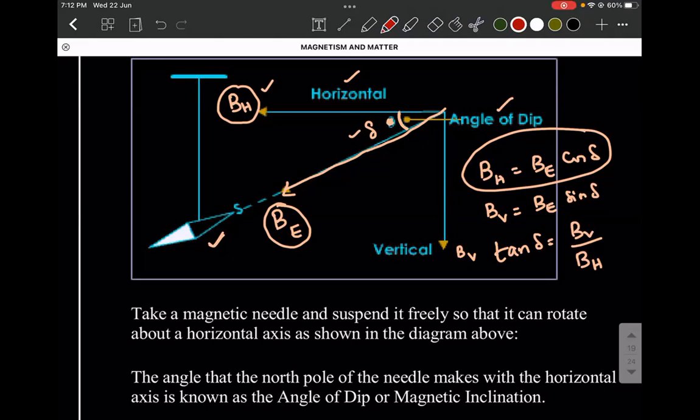Sometimes they will give you the vertical component of the magnetic field and the horizontal component of the magnetic field and ask you to calculate the angle of dip. Then you will do tan delta equal to BV divided by BH. As simple as that. Is it clear? Now we can try out a few problems based on this. Just give me a minute.